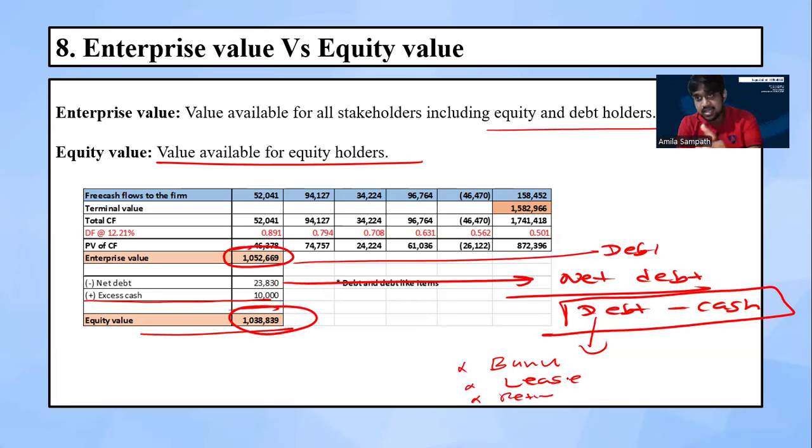From debt, we can deduct the cash. Cash means cash and cash equivalents, that means cash in hand and cash at bank. These things we can deduct, then we get net debt. Then net debt we need to deduct from the enterprise value, and excess cash we need to add.